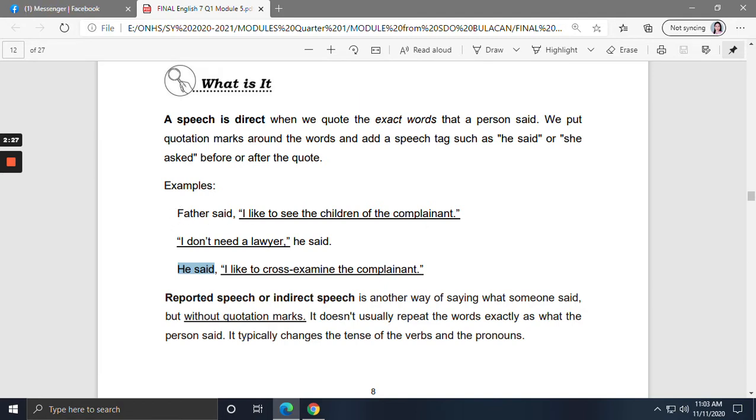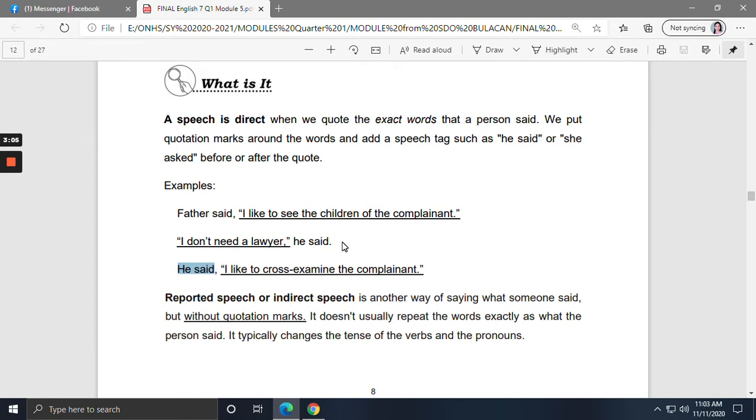Then the one with quotation marks is called the quoted part because it has quotation marks. And if you will notice, the explanatory part and the quoted part are separated with a comma. You can find here a comma. Then quoted part, comma, explanatory part. Explanatory part, comma, quoted part.